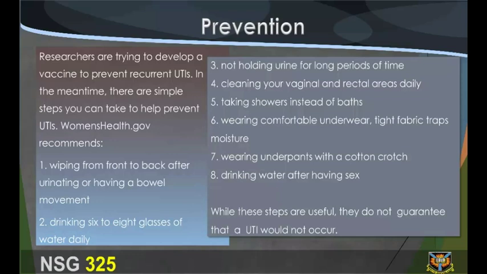Womenshealth.gov recommends wiping from front to back after urinating or having a bowel movement, drinking 6 to 8 glasses of water daily, not holding urine for long periods of time, cleaning your vaginal and rectal areas daily, taking showers instead of baths, wearing comfortable underwear since tight fabric traps moisture, wearing underpants with a cotton crotch, and drinking water after having sex. While these steps are useful, they do not guarantee that a UTI will not occur.